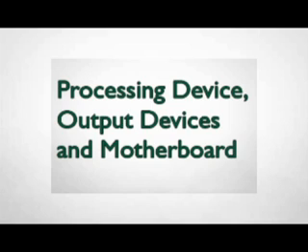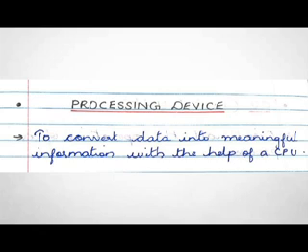In this section, we are going to learn about processing device, output devices and motherboard. First is about processing device. Processing is done on the data that is entered into a computer in order to convert it into meaningful information through a processor with the help of a CPU.